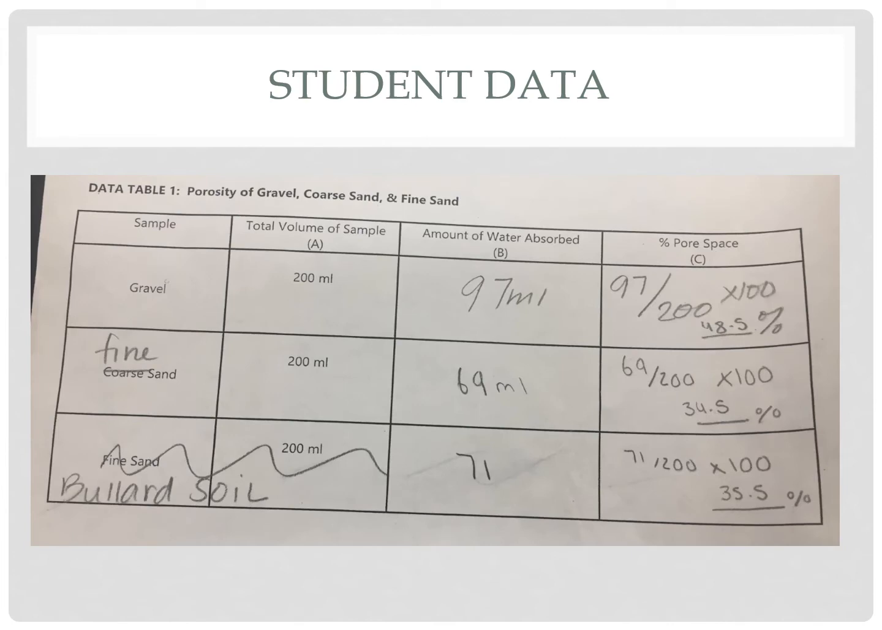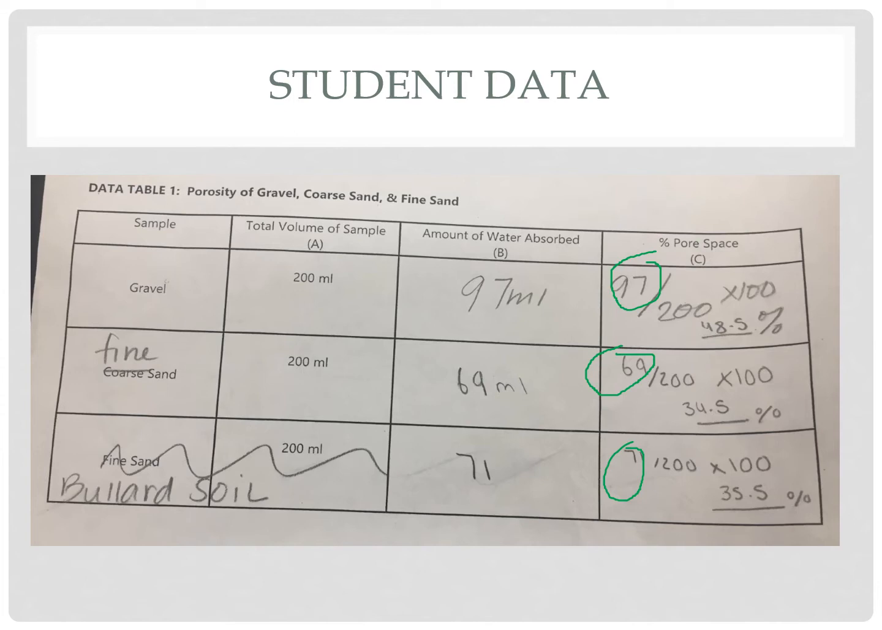And this was some data that I took from somebody who did a gravel, a finer sand, and their soil. These are the porosities that they got. This upper number was always how much water they were able to fit in. So 97 milliliters of water into the gravel, 69 milliliters of water into the sand, and about 71 milliliters of water into their Bullard soil.